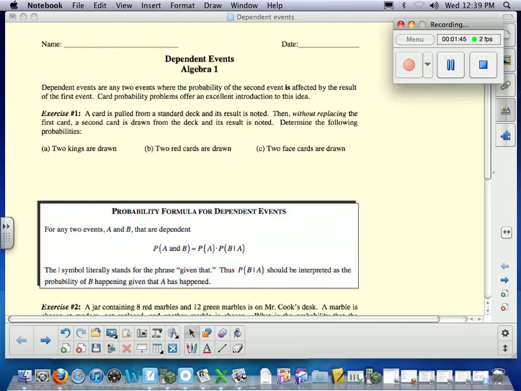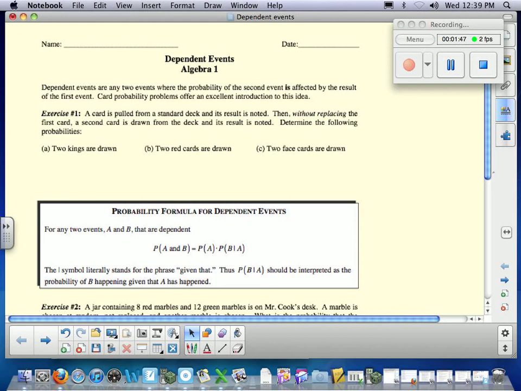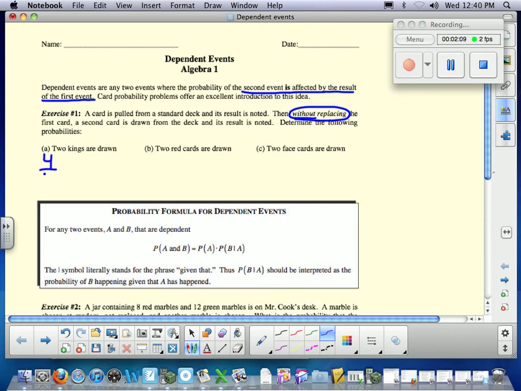Okay, so dependent events is what we're going to talk about today. Similar to independent events, but this time the second event is affected by what happened in the first event. A great example is what we just finished up on the back of your homework. If I'm going to draw 2 kings, but I am not replacing that first card, I pull the first card, and when I go to get the second king, there are fewer options available to me, because the first thing has happened.